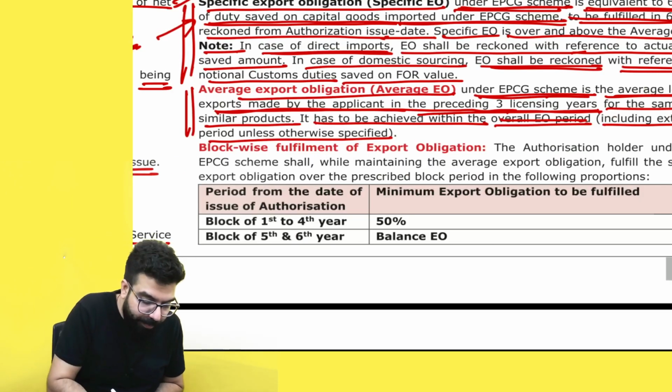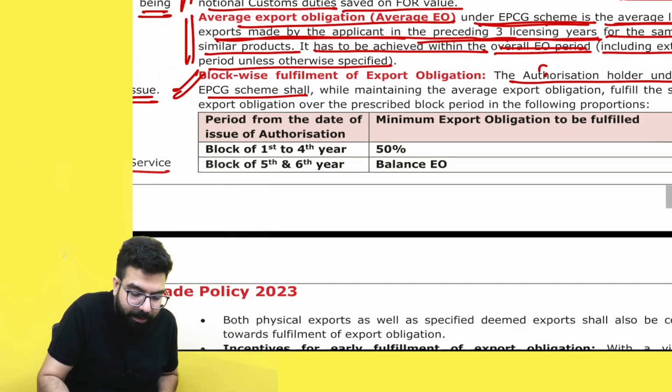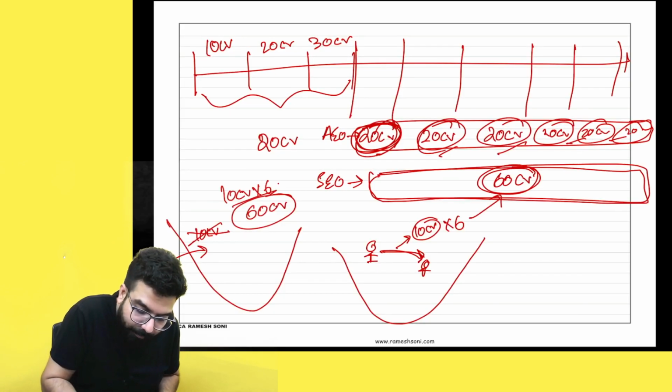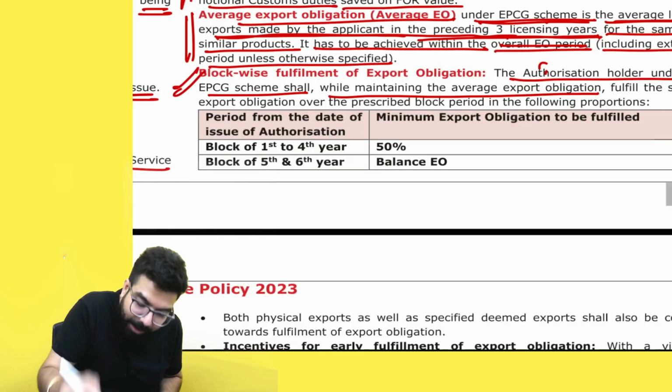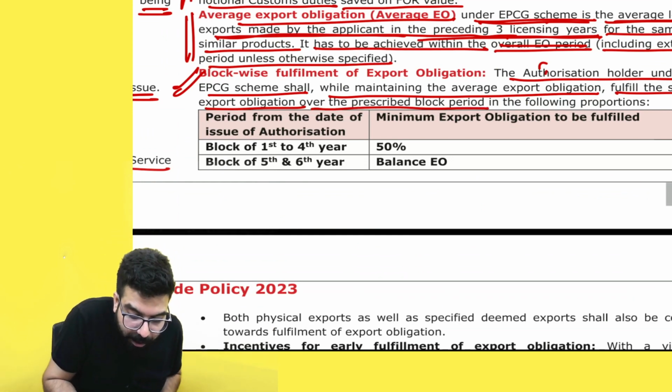Done, sir. Now, they are telling that the authorization holder under the EPCG scheme, while maintaining the average export obligation, you have to maintain the average. Okay, average I will maintain. Plus they are telling, fulfill the specific export obligation over the period of the block period.